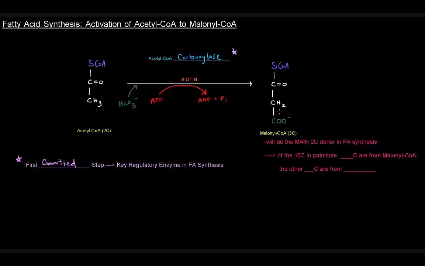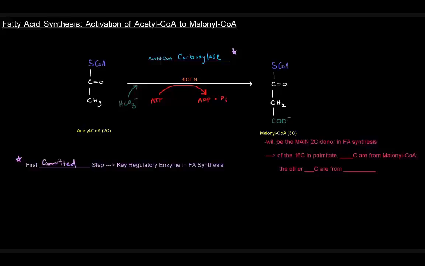It's kind of weird though, right? Because this is a 3-carbon molecule. Why would a 3-carbon molecule be the 2-carbon donor? And the reason why is that first step, that first reaction, that condensation reaction, actually releases this carbon dioxide. So this 3rd carbon is irrelevant in terms of the product that's yielded. So the Malonyl-CoA is going to be the main 2-carbon donor.